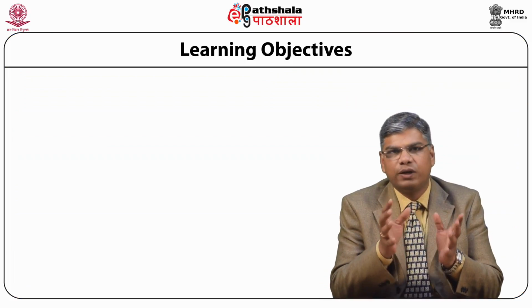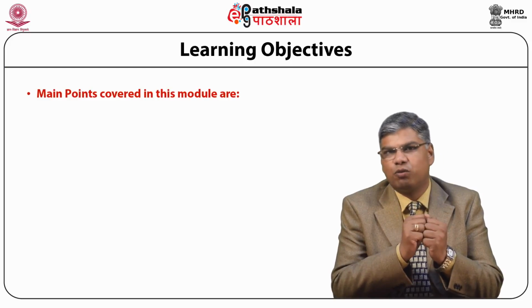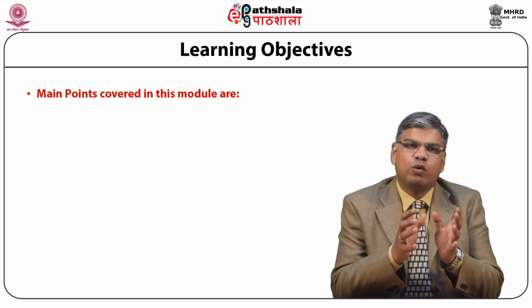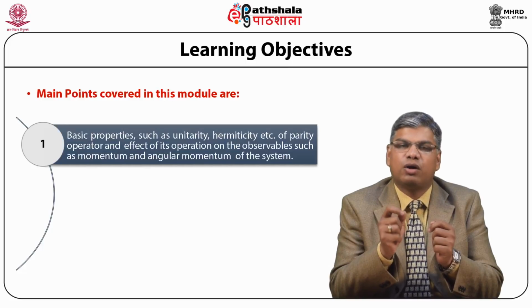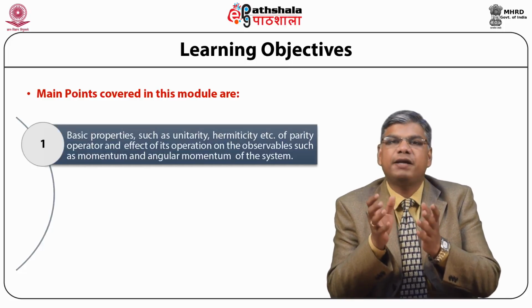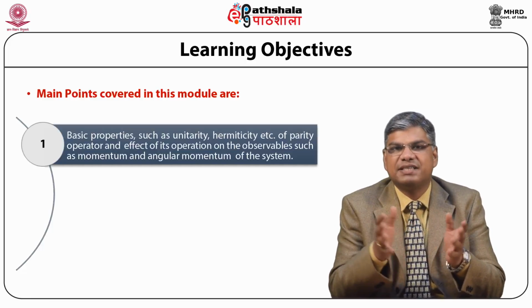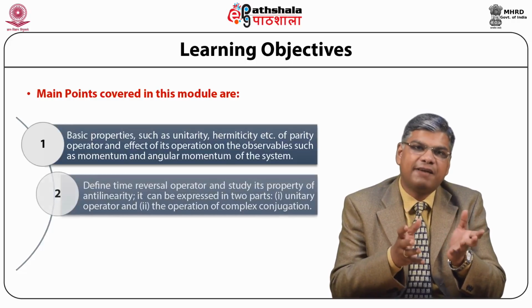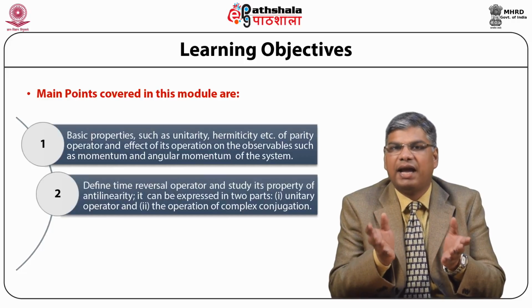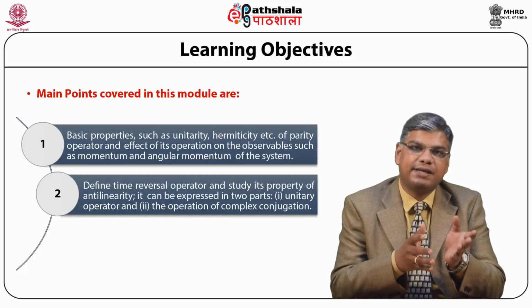Today we are going to discuss the module discrete symmetries, parity operation and time reversal from the paper Quantum Mechanics 1. Now let us first see what are the main points that we are going to be covering in this module. Firstly, we would study the basic properties such as unitarity, hermiticity, etc. of the parity operator and the effect of its operation on the observables such as momentum and angular momentum of the system. Then, we will define the time reversal operator and study its property of antilinearity.